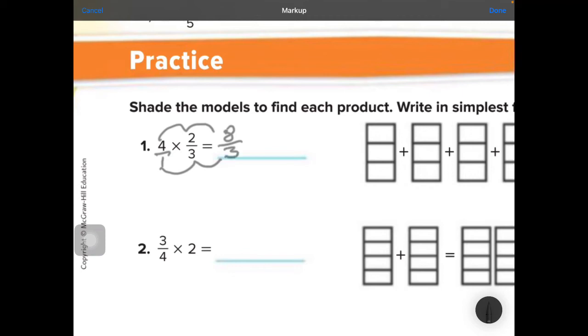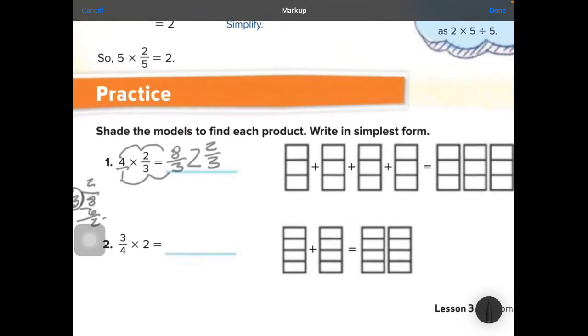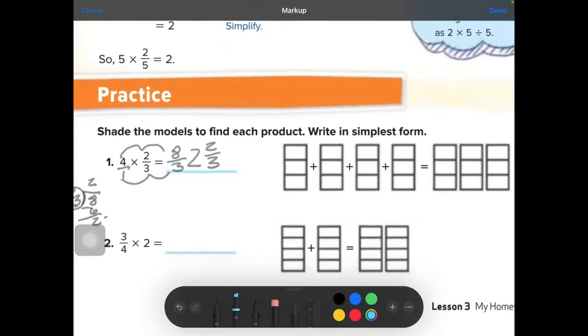4 times 2 is 8. 1 times 3 is 3. Now that's top heavy, so you need to simplify it. How many times will 3 go into 8? 3 will go into 8 at least twice, and you have 6. 8 minus 6 is 2. So we're going to have 2, and then the remainder is 2, and our bottom number is 3.